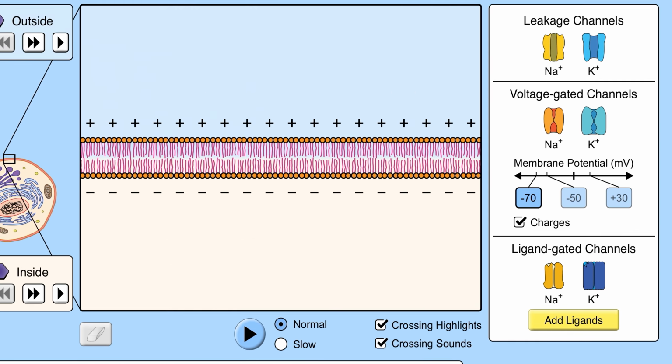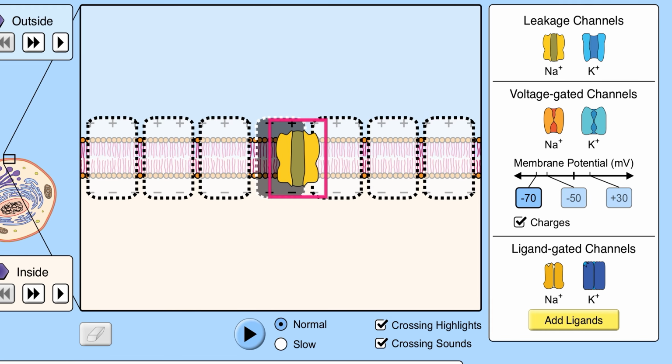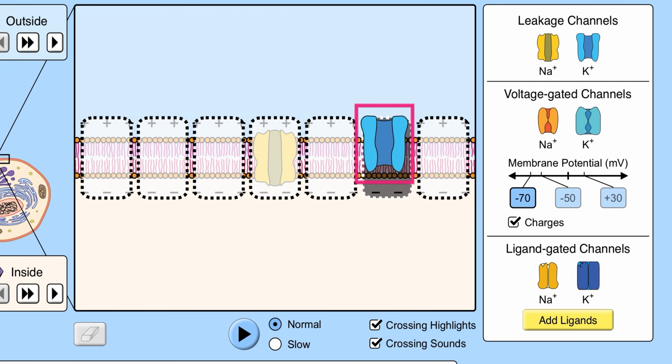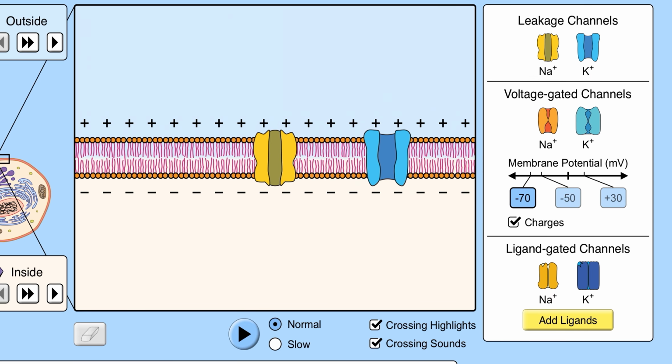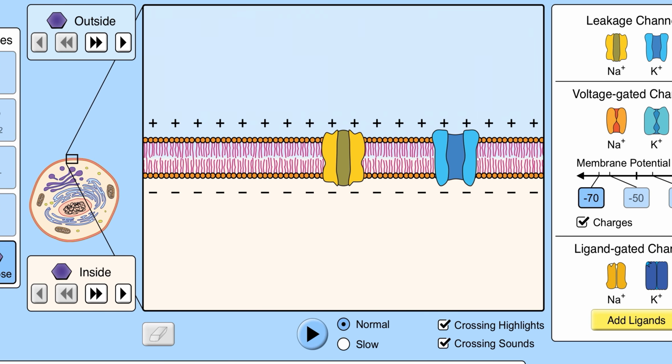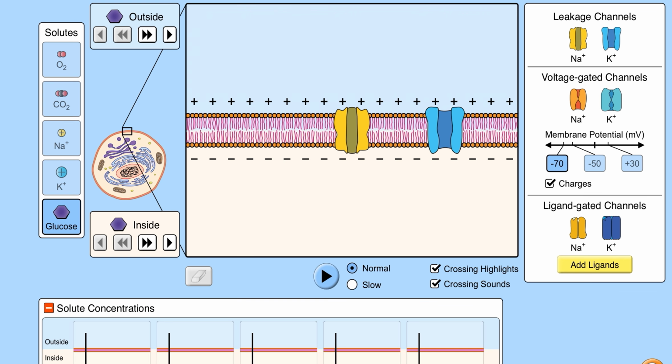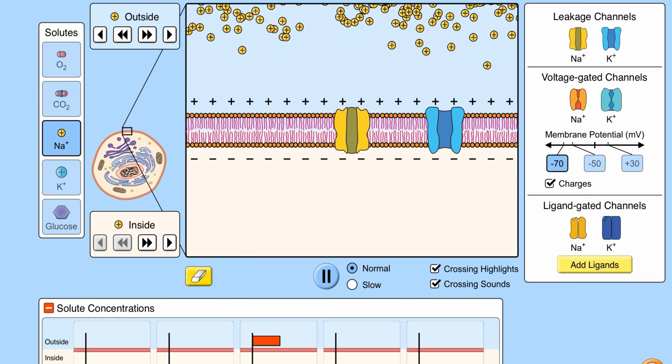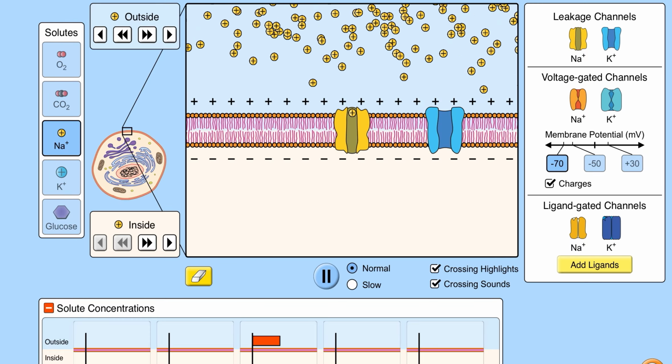We will start with the leakage channel. These are like doors that are always open. The yellow channel only lets the sodium through and the blue only lets the potassium through. Watch what happens when I increase the concentration of sodium and potassium ion on the outside of the cell. So here I am going with the sodium ion first. I am increasing it, and let's play, and let's see what is happening.